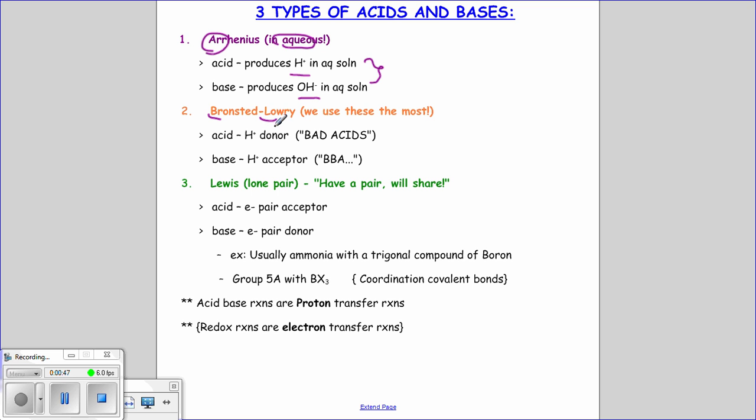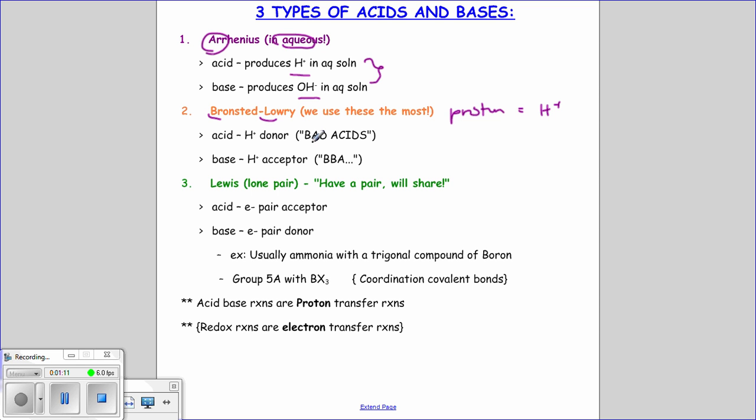Bronsted-Lowry went a little further, and they actually talked about what was occurring with the proton. When I say proton, I mean H plus, because essentially that's the hydrogen ion, which has had an electron removed, meaning the only thing left in the nucleus is simply a proton, which is why we call an H plus a proton. It's easy. This is the most common for us.